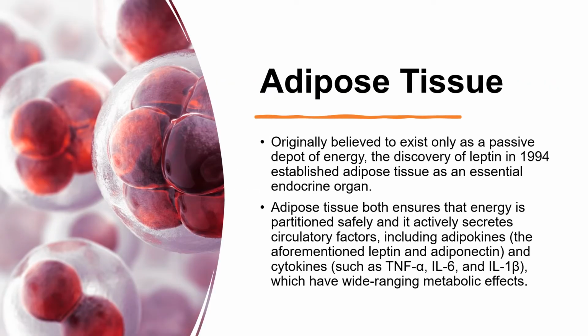Fourth is adipose tissue. Originally believed to exist only as a passive depot of energy, the discovery of leptin in 1994 established adipose tissue as an essential endocrine organ. Adipose tissue both ensures that energy is partitioned safely and actively secretes circulatory factors, including adipokines, the aforementioned leptin and adiponectin, and cytokines such as TNF-alpha, interleukin-6, and interleukin-1 beta, which have wide-ranging metabolic effects.